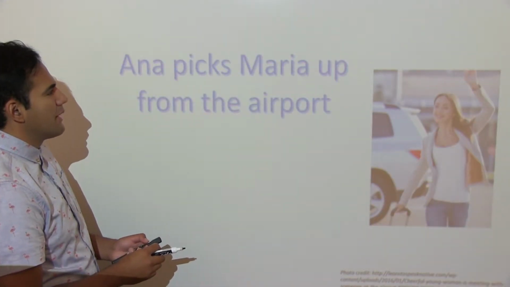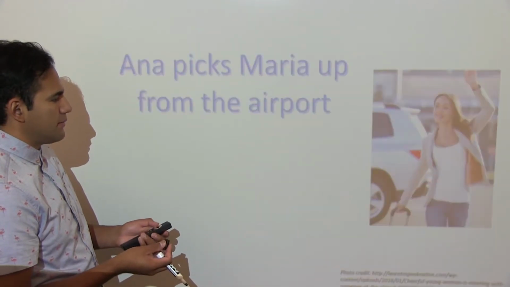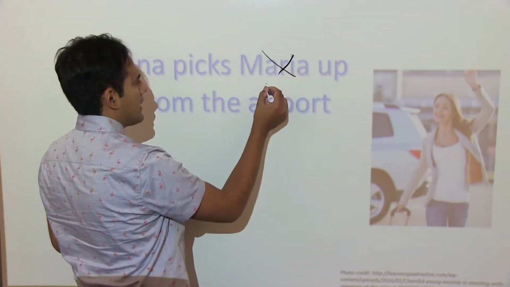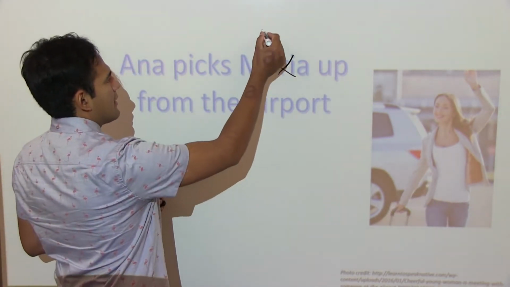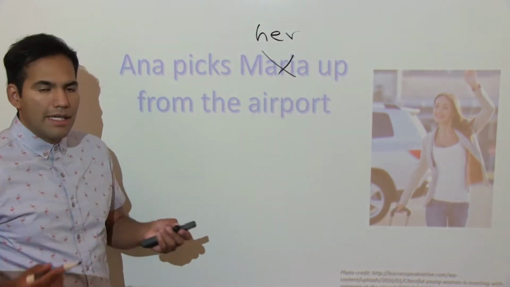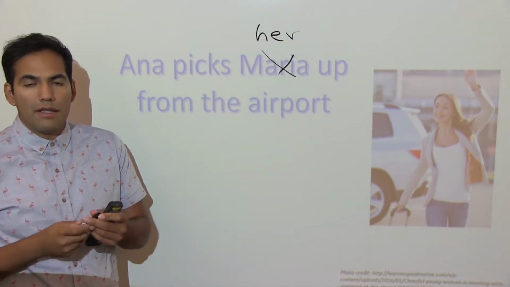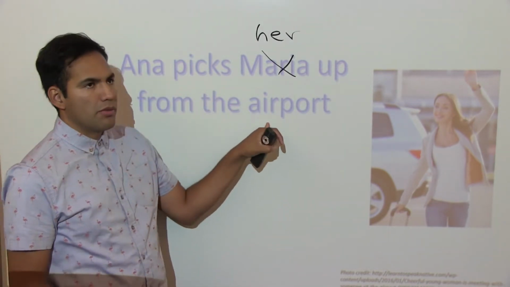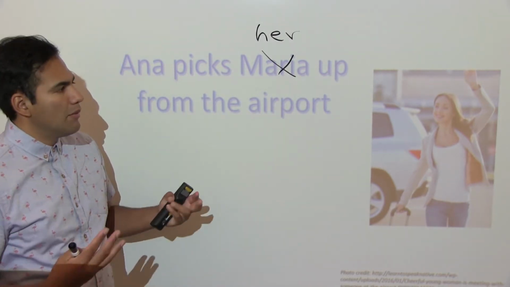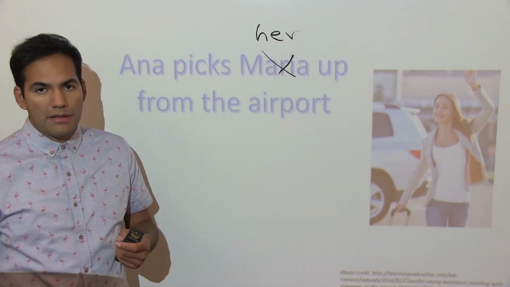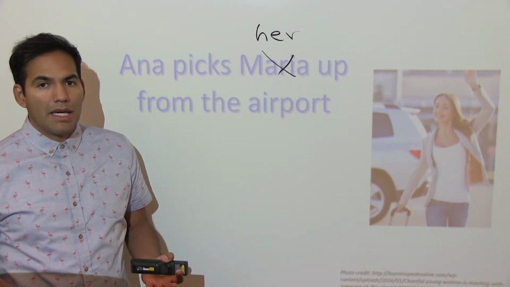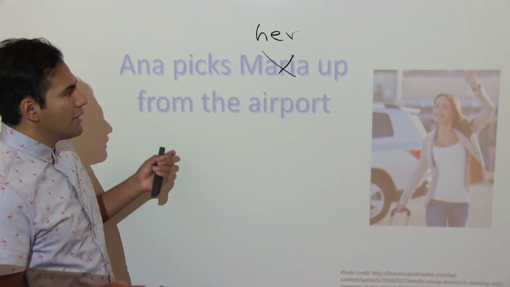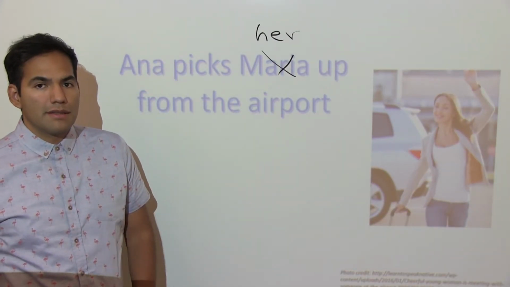The next one, Anna picks Maria up from the airport. So notice how here our direct object is Maria. So we will replace it with her. So her is a direct object pronoun for feminine nouns. So Anna picks her up from the airport. Notice how in English we have to be careful if it's a feminine noun or a masculine noun, and the same thing happens in Spanish. The quantity matters as well as the gender. So notice how in English you also have to be aware of these things.